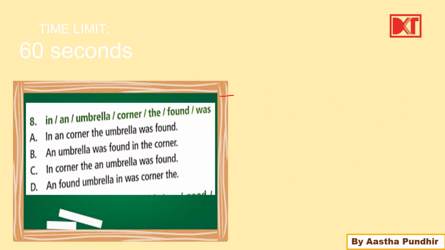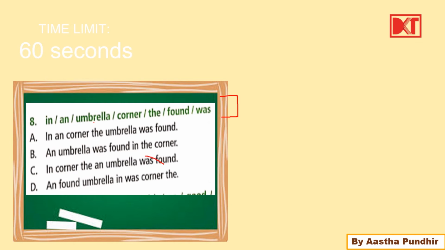So here the jumbled words are in, an, umbrella, corner, the, found, was. Here the options are: A, in an corner the umbrella was found. B, an umbrella was found in the corner. C, in corner the an umbrella was found. D, an found umbrella in was corner the.